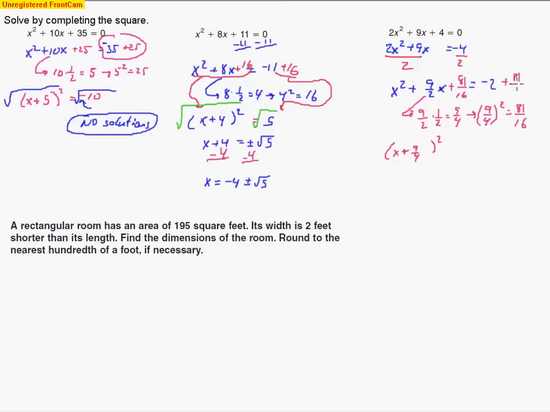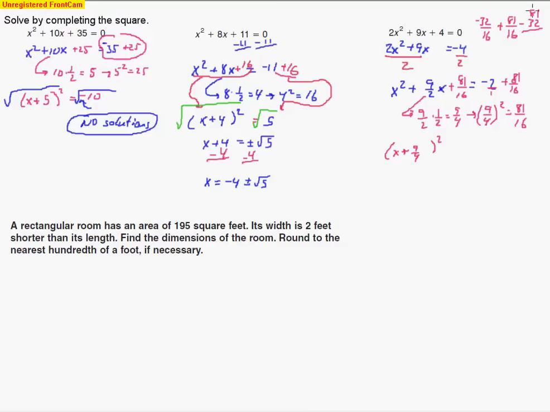Up on the top of the page here, I'm going to go ahead and do some work. I'm going to come up with a common denominator. That's going to be 16. So negative 32 over 16 plus 81 over 16 is what I'm doing. So I need to subtract these numbers.